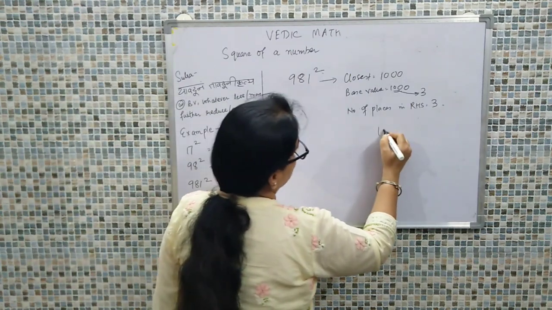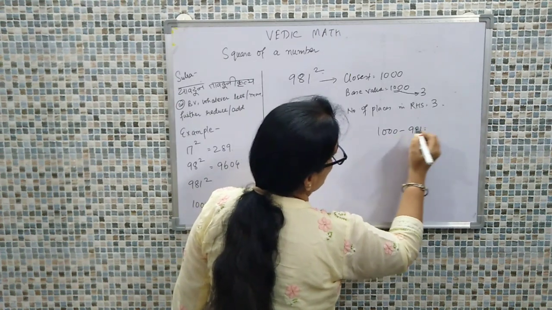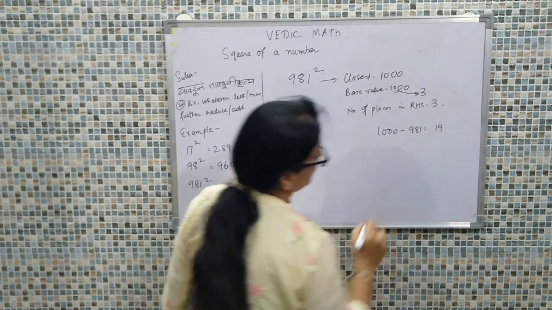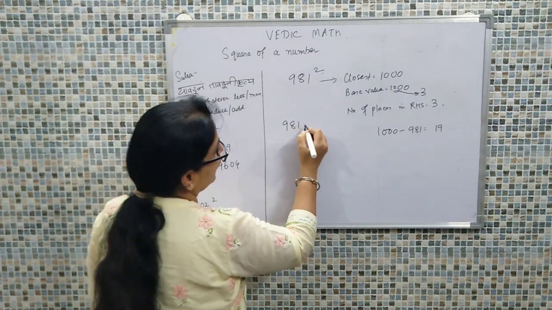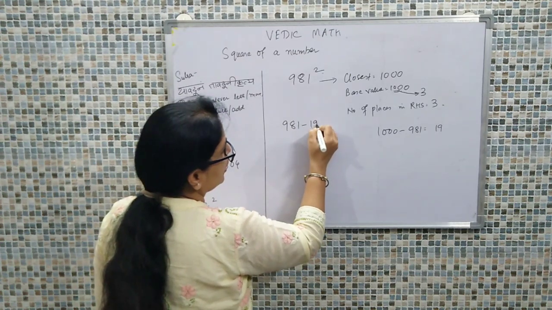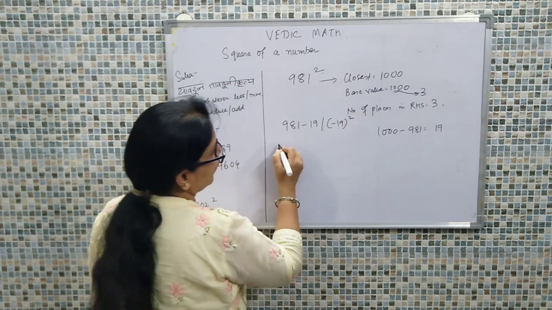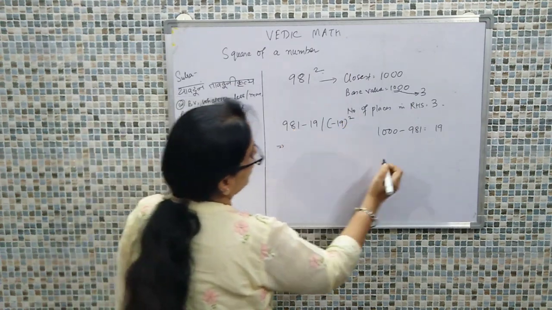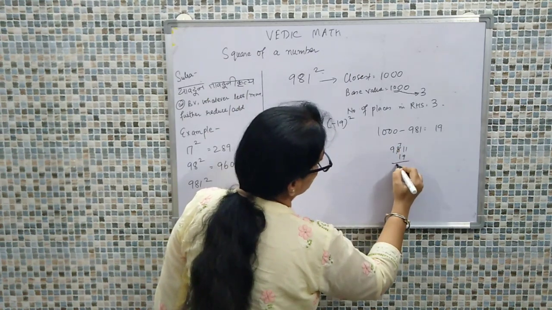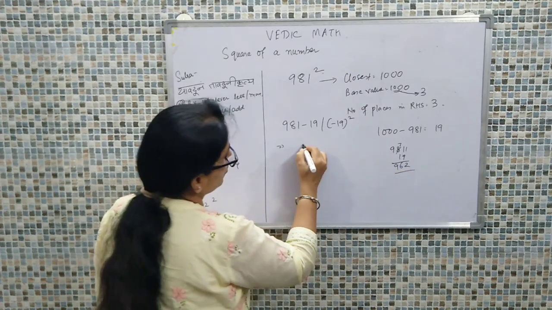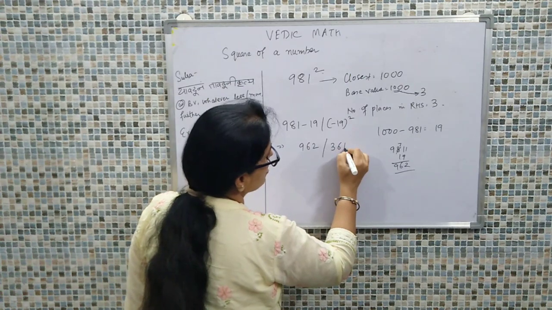Now we subtract the given number from the base value. So we have 1000 minus 981, so it will come out to be 19. So we proceed with the calculation. 981, how much less it is? It is 19 less. And what we need to do over here, minus 19 का हम square लिख लेंगे. Next 981 minus 19, so that will be 962. So LHS will come out to be 962 and 19 into 19 is 361.